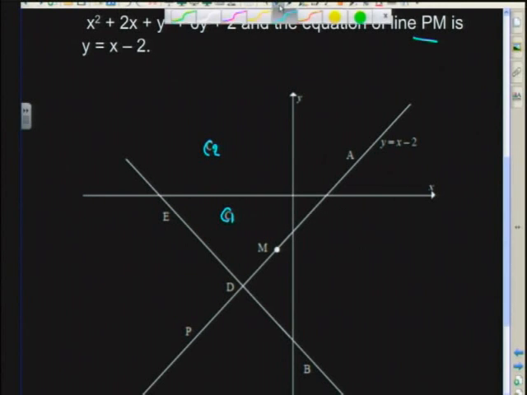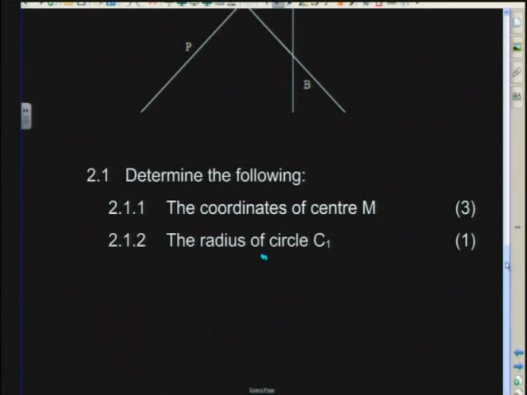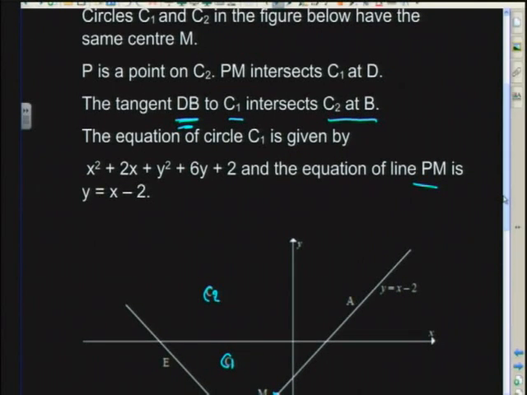There we go. And let's look at the first question. Firstly, they say work out the coordinates of center M. Now, remember, they've given you some important information here. They tell you that M is the center of C1, and they've given you the equation of the circle C1.